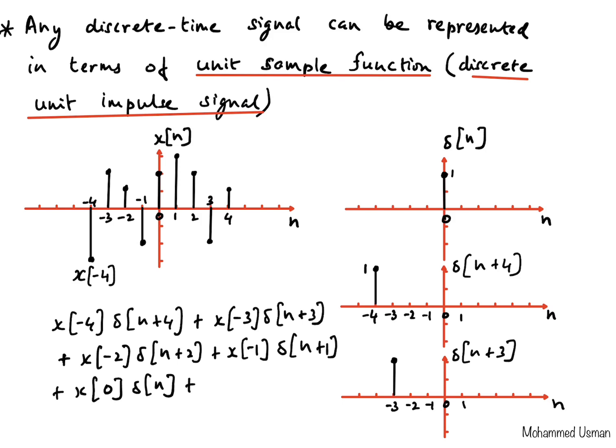and plus x of 1, so when n equal to 1, we'll write it as x of 1 into delta of n minus 1, because corresponding to this, if you want to multiply this with the delta at n equal to 1, that is going to be this delta of n shifted to the right by 1. A right shift corresponds to minus in this argument here. So delta of n minus 1 is nothing but an impulse at n equal to 1.